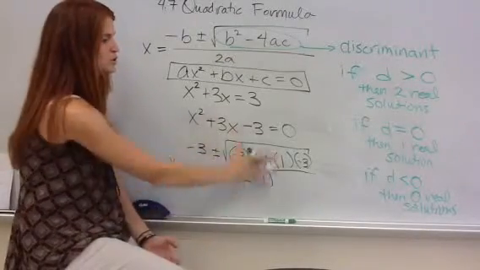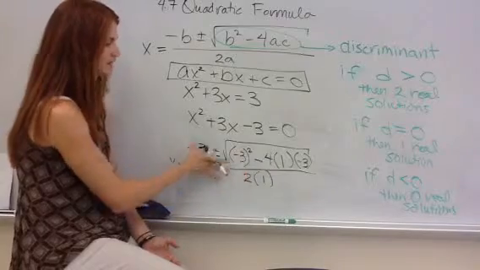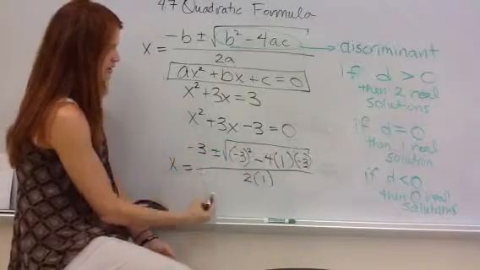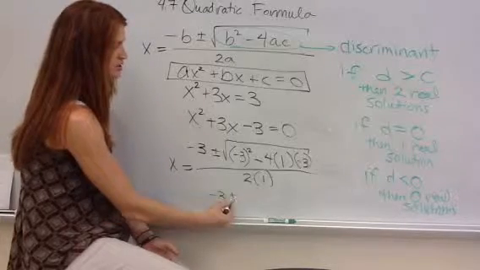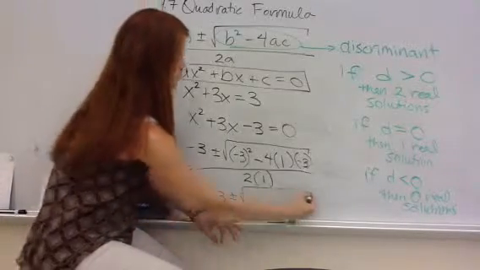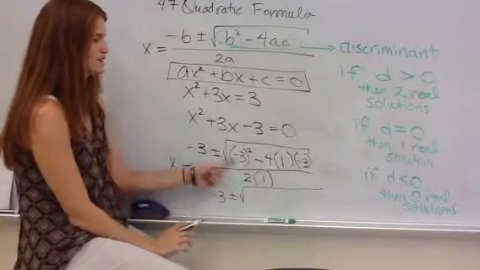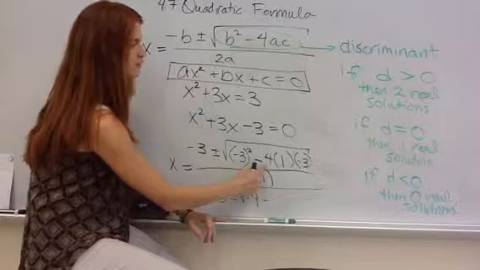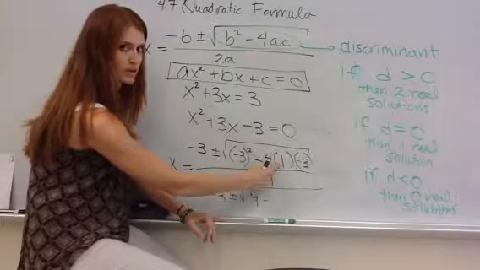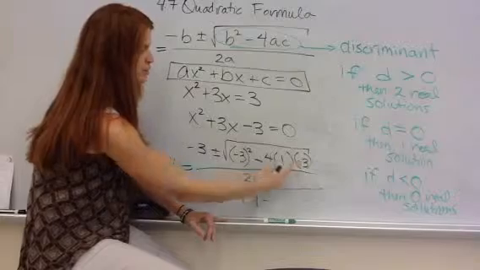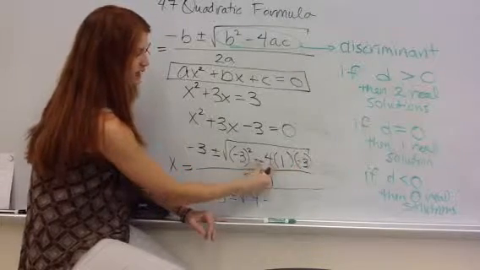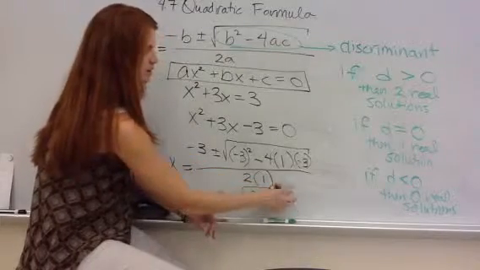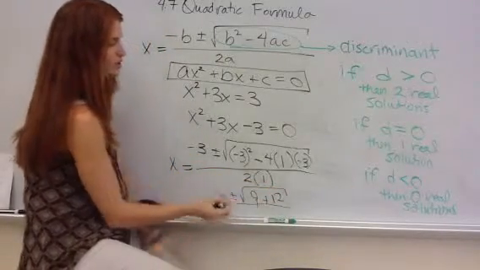So now what we want to do is evaluate this to find out what x is. In order to evaluate, I just have to solve it out. This is just going to give me a negative 3 plus or minus. When I take my negative 3 and square it, I get a 9. 4 times 1 will give me 4. Then times this, negative 4 times negative 3 will be a positive 12. All of this over 2.